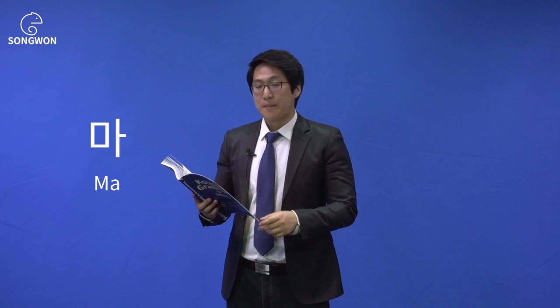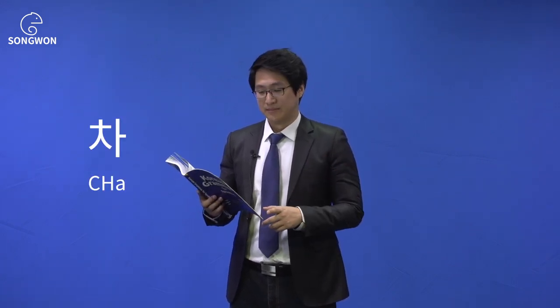G and A, ga. N and A, na. Next one, da. La, ma, 바, 사. And the circle one, it doesn't have a sound, so we just want to attach that ah. So we want to read it as ah. And J and A, 자. 차. 카, 타, 파, 하. Right.